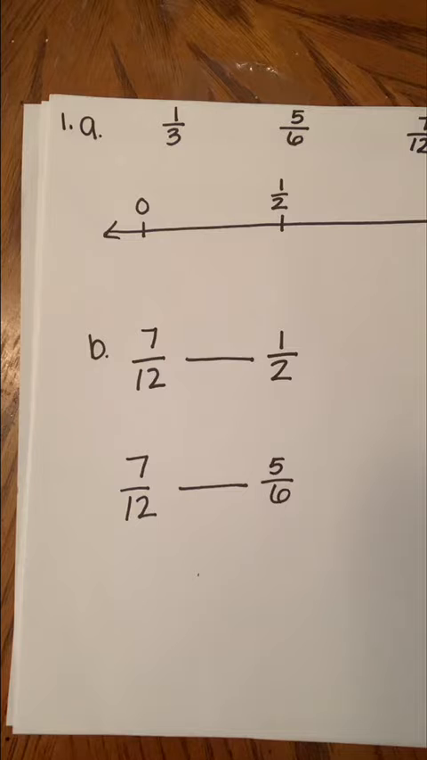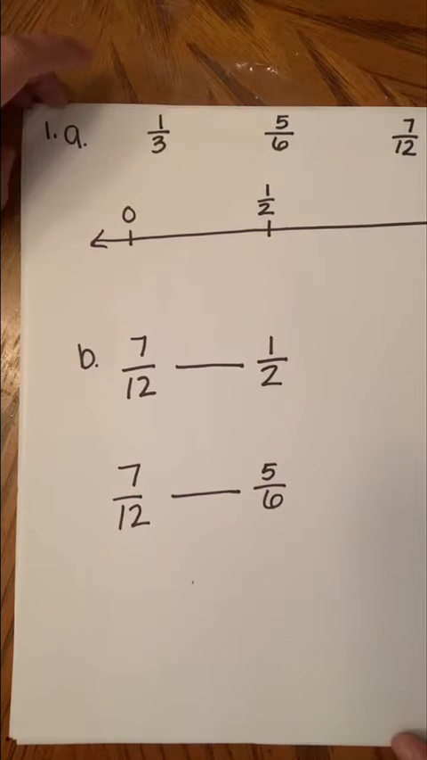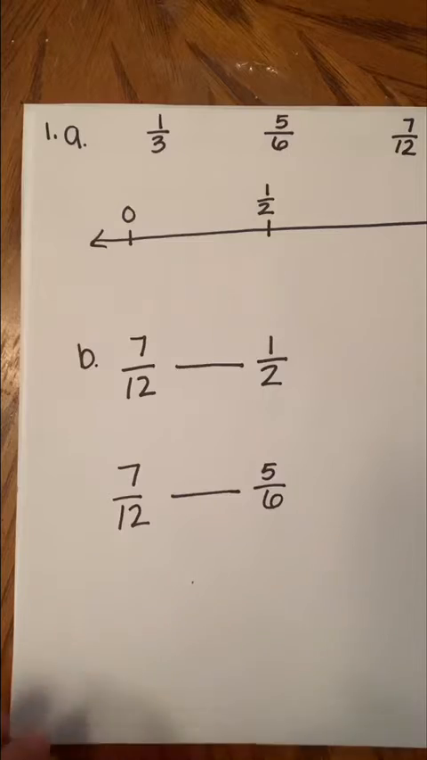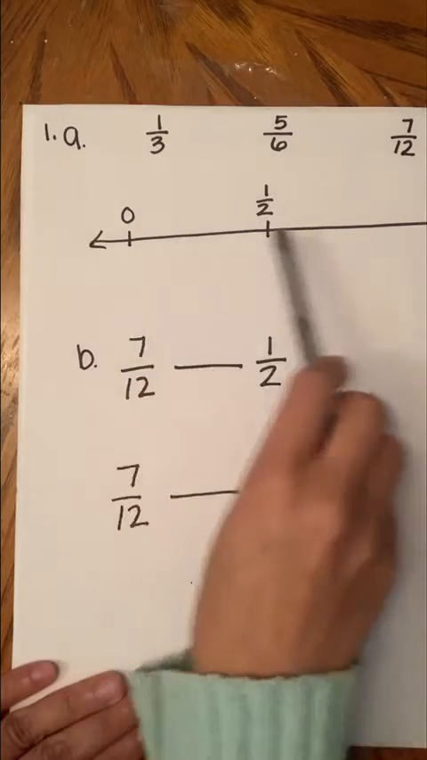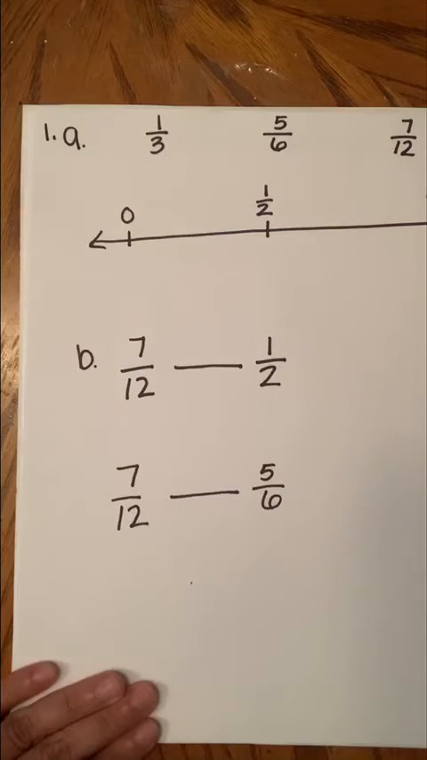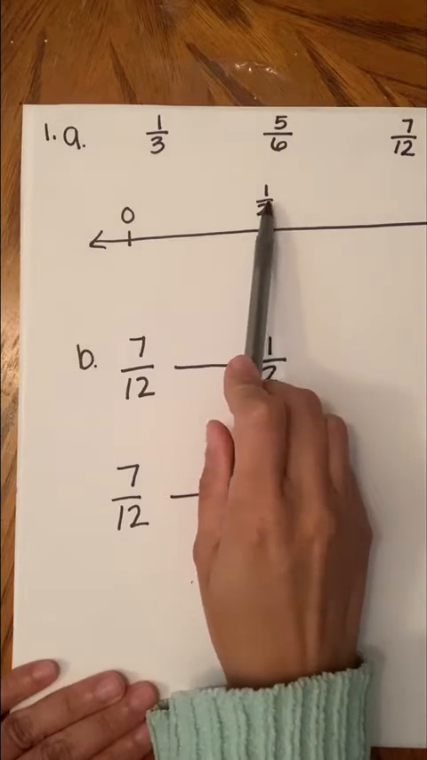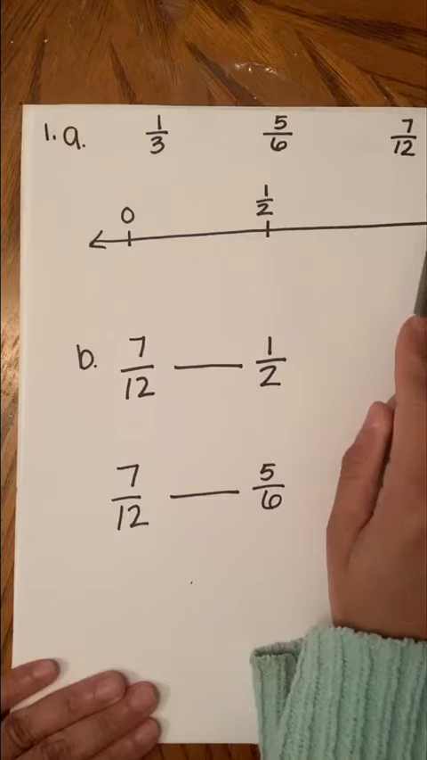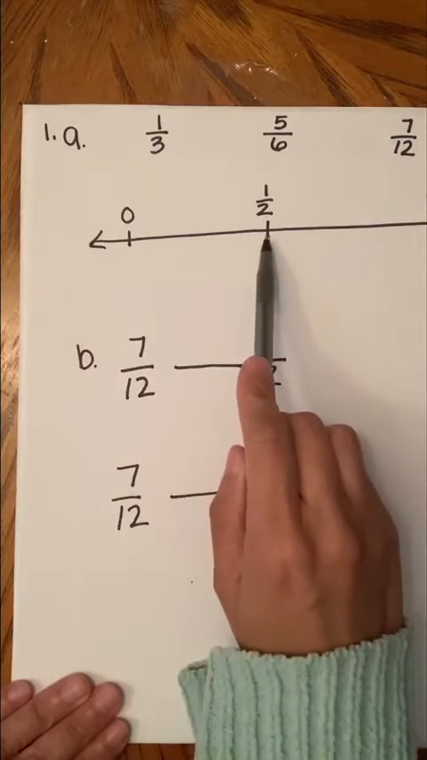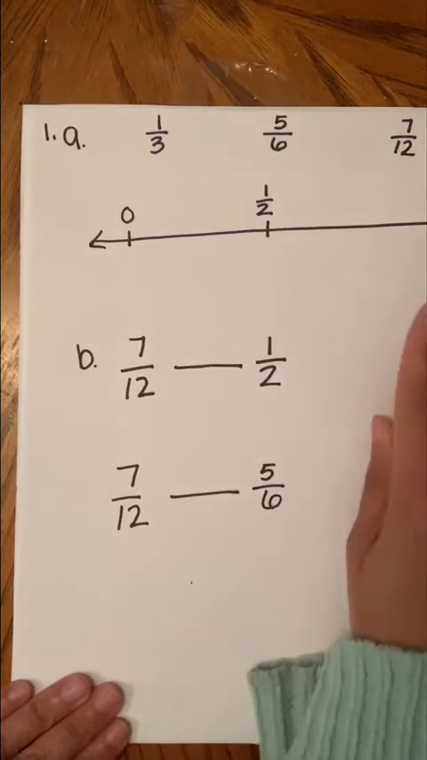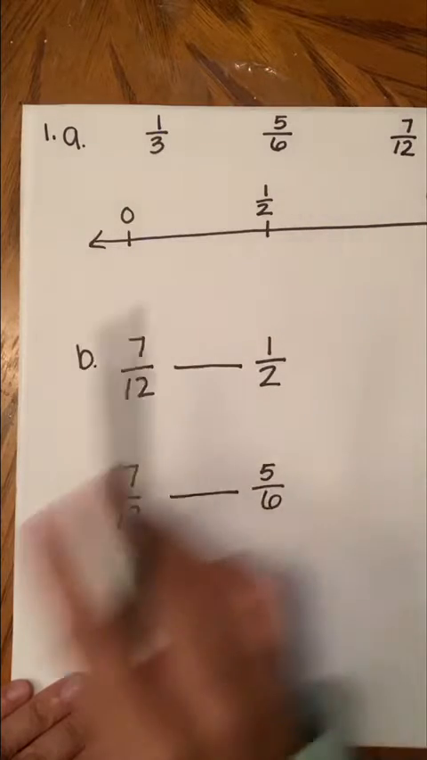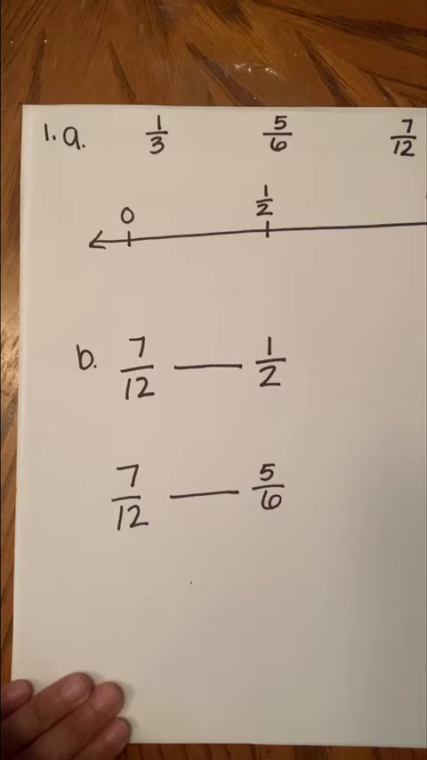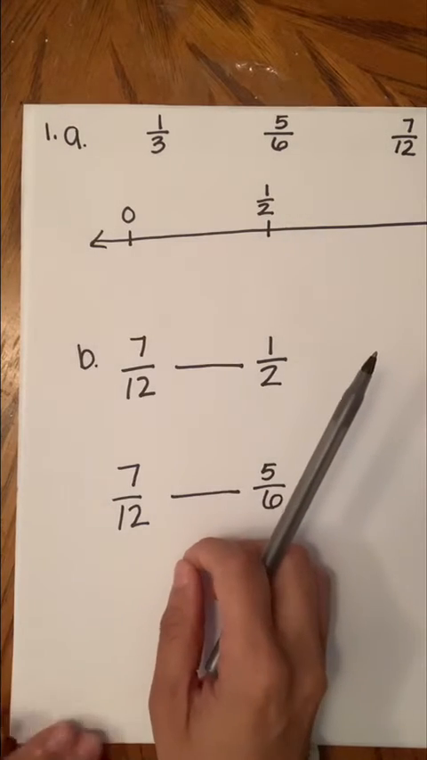Now, the first thing I want to tell you is, we see our number line here, right? And we see half that's been marked, right? We see 0, we see half, and we see 1, right? Because 1 is our whole. Agree or disagree?